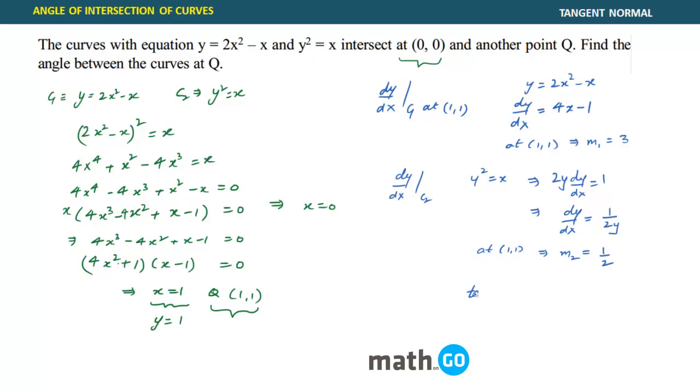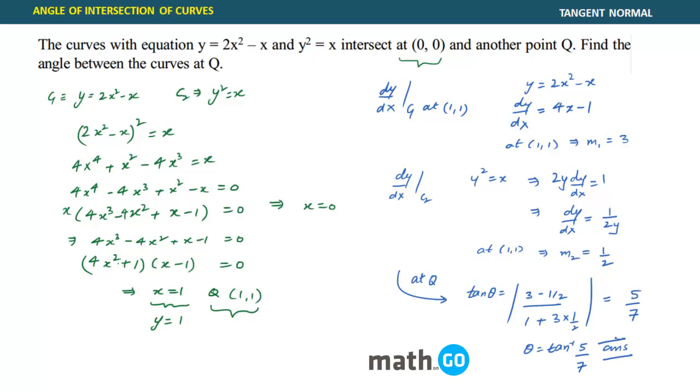So the answer is tan theta equal to (3 minus 1 by 2) upon (1 plus 3 into 1 by 2). This is how you will solve this particular problem, and this will give you the angle of intersection of the two curves at the particular point Q. Got it? You just need to solve this. This is a simple calculation. If I solve this, it will become 5 by 2 upon 5 by 2 and so on, and theta is nothing but tan inverse 5 by 7. This is how you have to solve. These are very simple problems. Just focus on the basics of this particular concept.